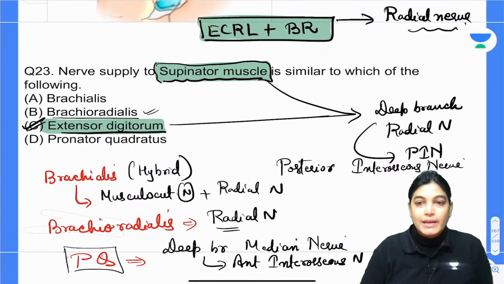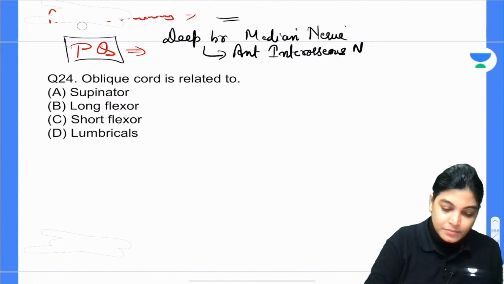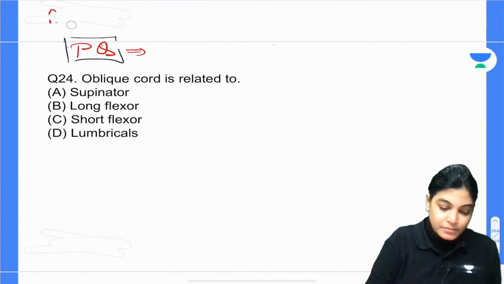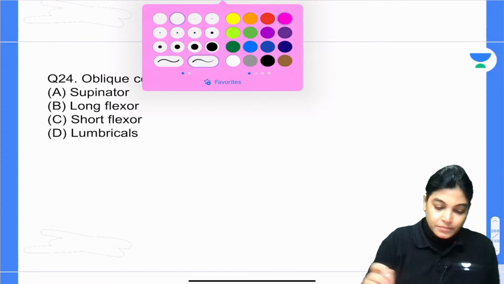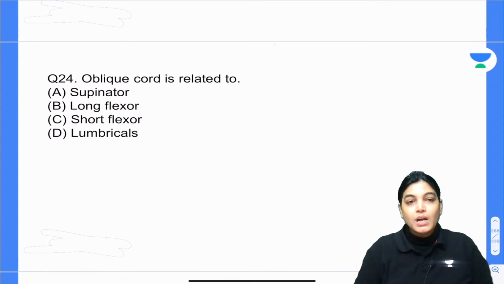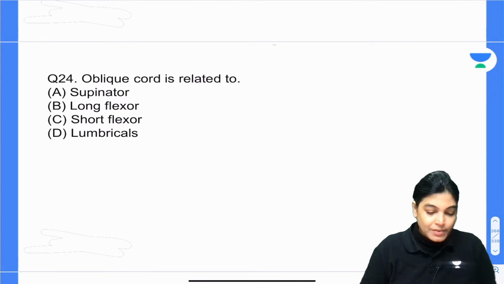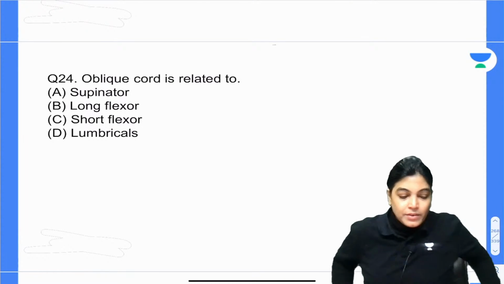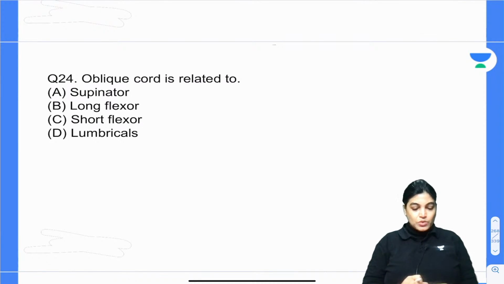Okay, let's move on to the next, that is question number 25. Oblique cord is related to supinator, long flexors, short flexors, or lumbricals. So, which is the correct one? The next MCQ is about oblique cord. Your time starts now. Oblique cord is related to which of the following? Waiting for your answer.